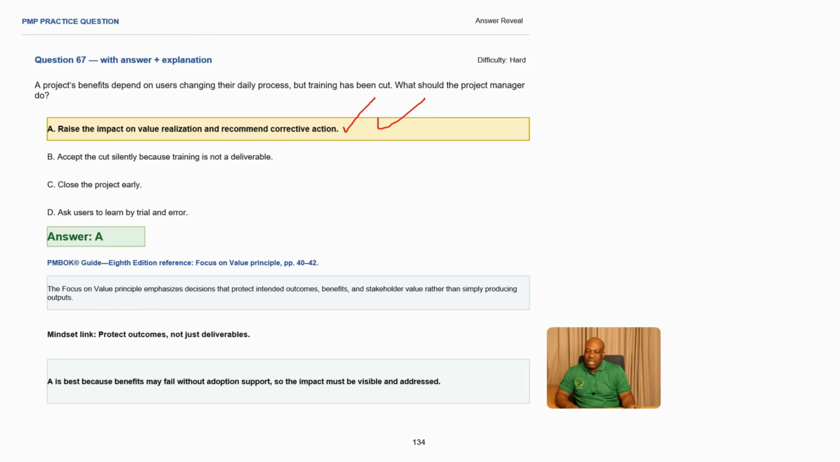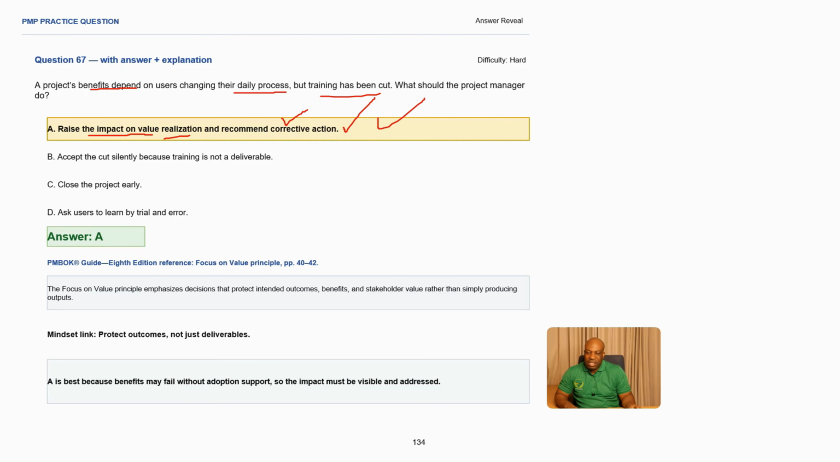You need to raise the impact on value realization, okay? And also recommend the action. Because remember, this is the project benefit. It's depending on users changing their daily processes, which means they're going to change what they've been doing all along. But training also has been cut. So you need to raise that in terms of value realization.